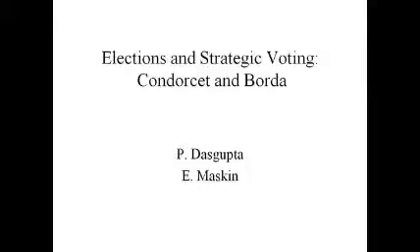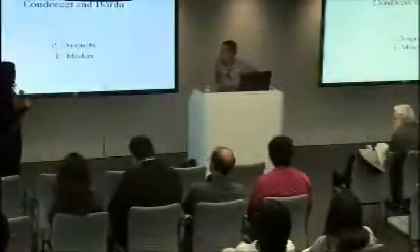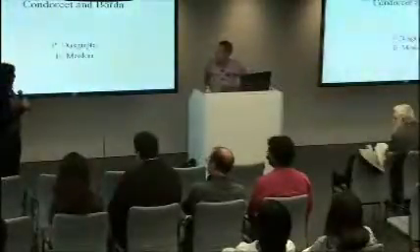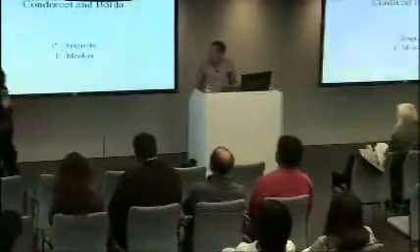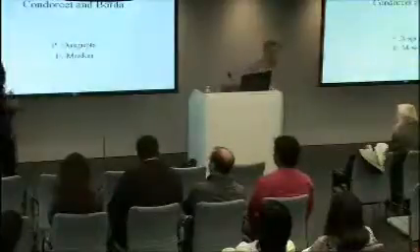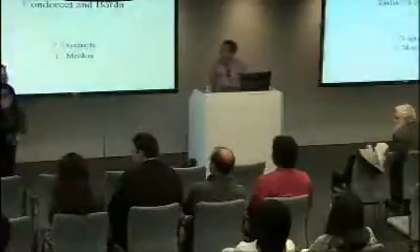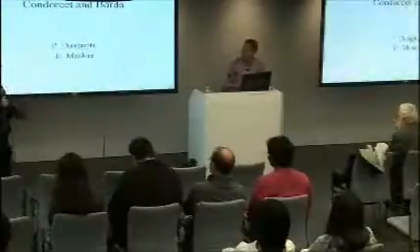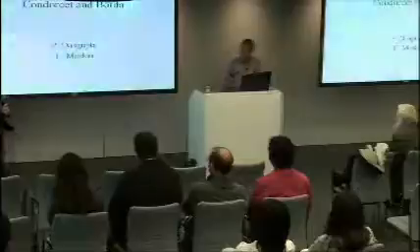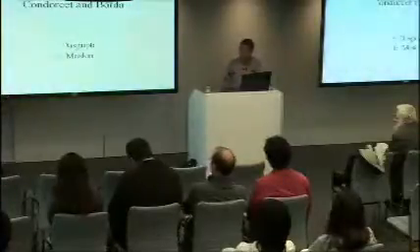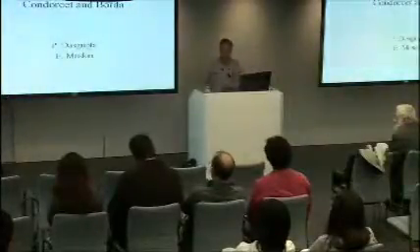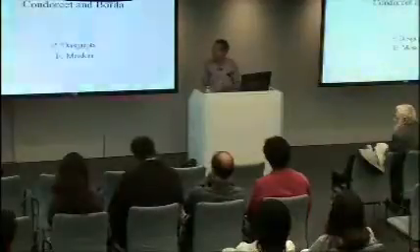Okay, so we're thrilled to have Eric Maskin here from the IAS. He was in Cambridge for a long time, but I guess you moved to Princeton, what? 9 years ago. 9 years ago, okay. So he's been in Princeton for a long time, too. He's, of course, a great economist who's won all kinds of awards. I can't remember any, but he's won all kinds of awards. Okay, and he will talk about elections and strategic voting, Condorcet and Borda.